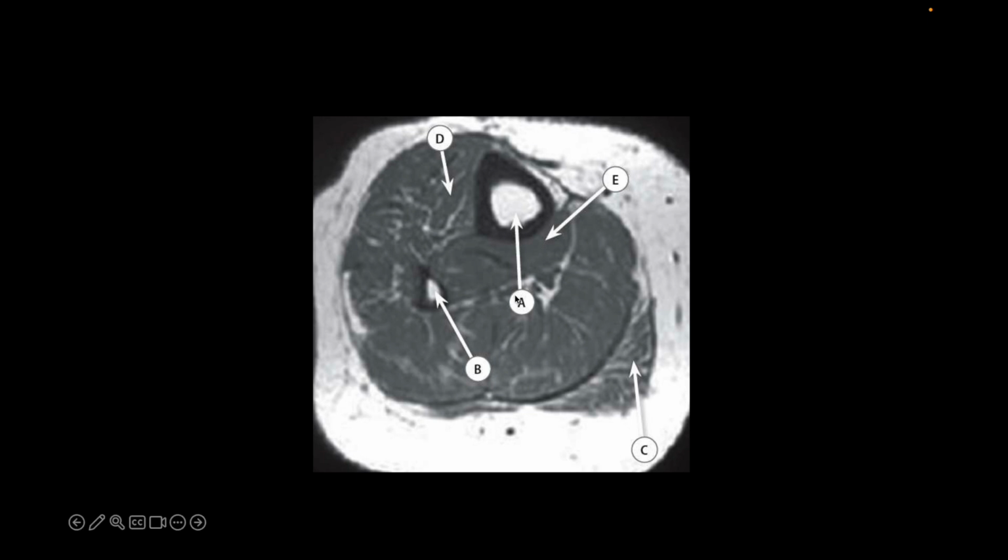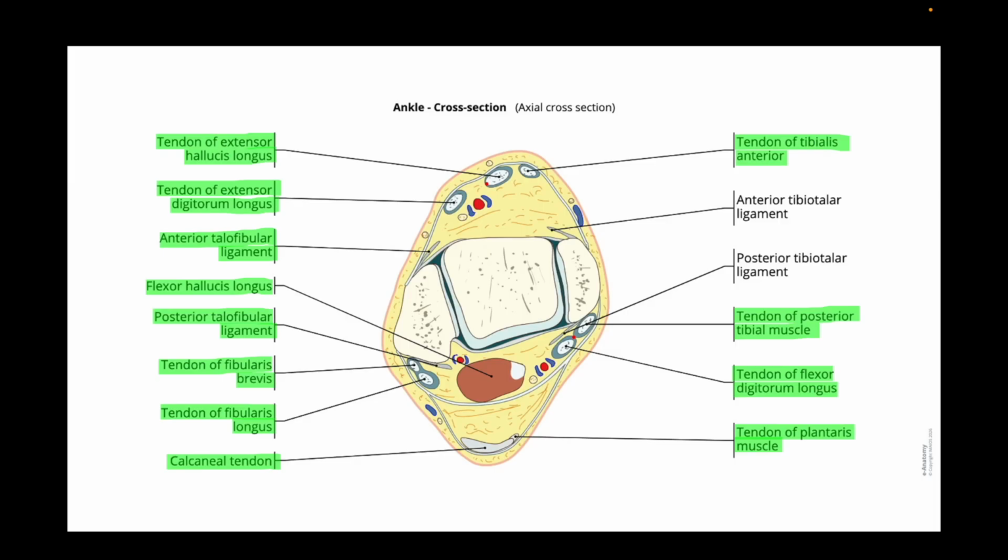Then last one in the knee, tibia, fibula, this one's bigger than that. This is your tibialis anterior, and then E would be your tibialis posterior. Let's now look at the ankle and foot.